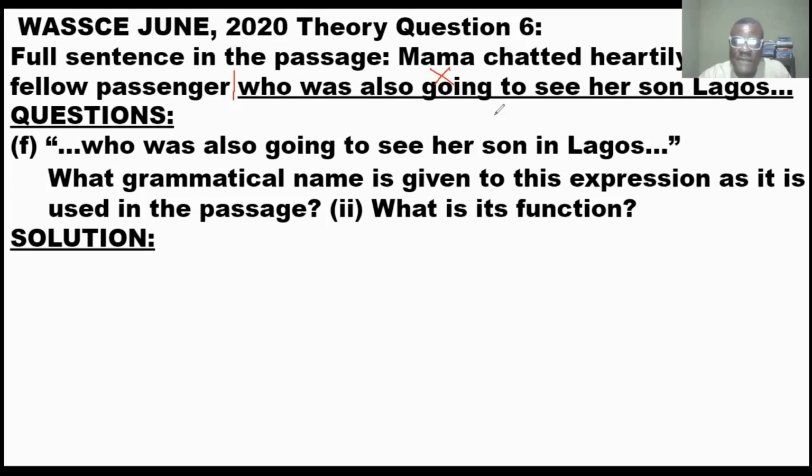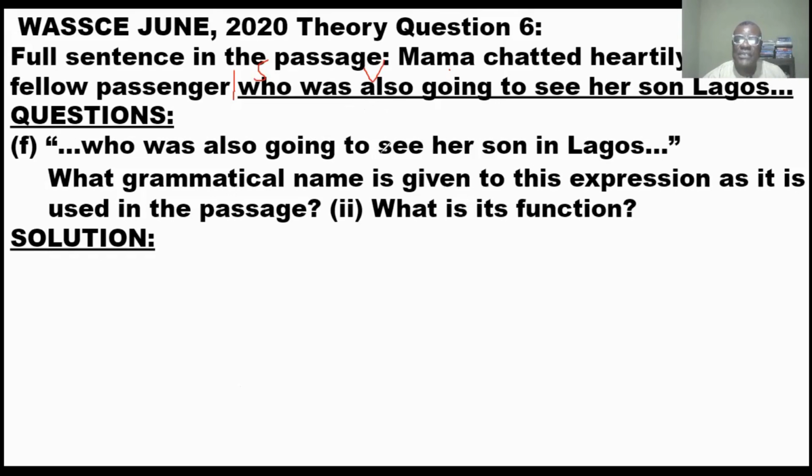When is it an adjective phrase? When it doesn't contain a verb and a subject combined. If it contains a verb and a subject, or a subject and a verb, then it is an adjective clause. Now let's erase the elimination mark and then examine the structure. Now, this obviously contains the subject who, was going. That's the verb. So we can conclude that this is an adjective clause. It's an adjective clause. Then what function?